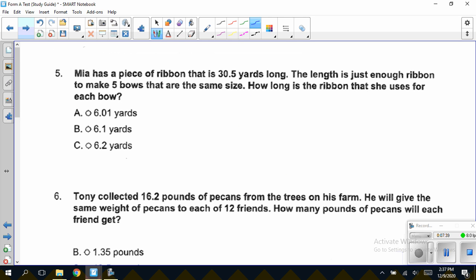Number 5, Mia has a piece of ribbon that is 30 5/10 yards long. The length is just enough ribbon to make 5 bows that are the same size. How long is the ribbon that she uses for each bow? So I do need to go ahead and set up my problem of 30 5/10 divided by the number of bows she's making, which is 5. So my very first step is to bring my decimal straight up since my divisor is a whole number. And now I can go ahead and start dividing.